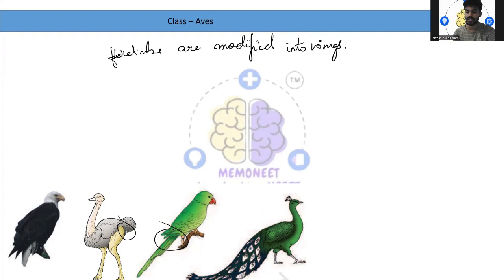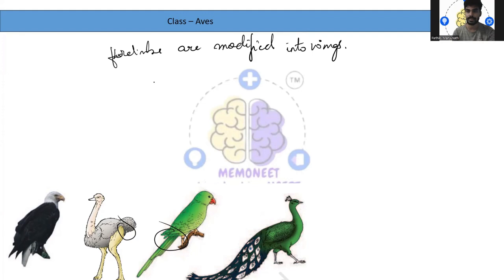Then in all these birds, the digestive tract has additional chambers. The heart is again complete, with four chambers and a closed type of circulatory system. It's again common that they maintain a constant body temperature, that is, they are again hot-blooded animals. And coming to respiration, they respire through the lungs, and air sacs are present, which are connected to the lungs and supplement the respiration.